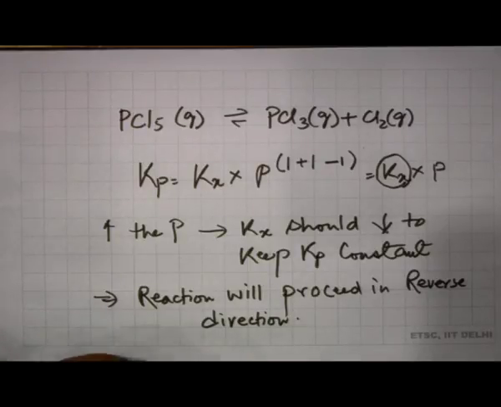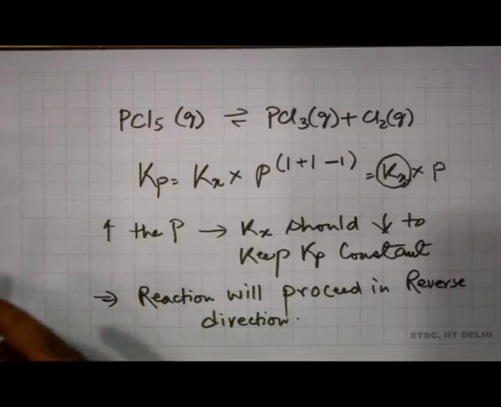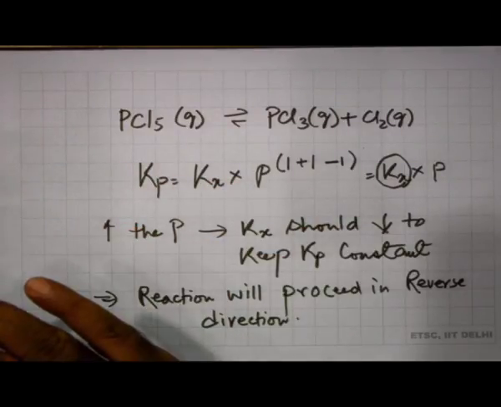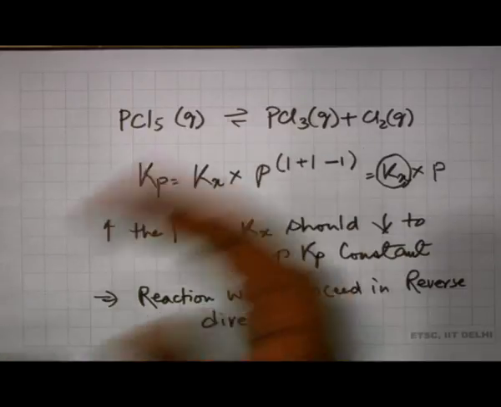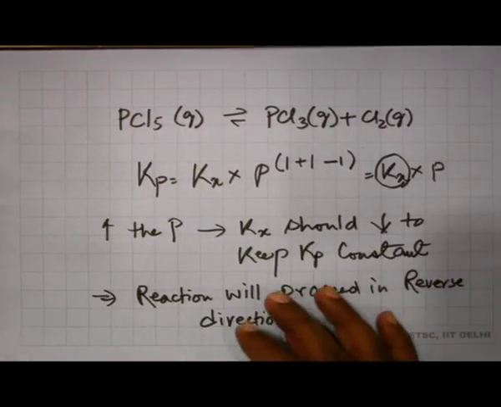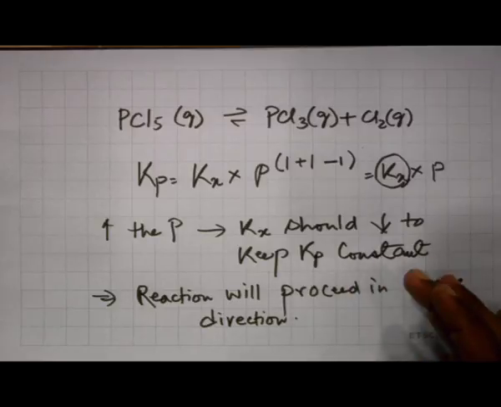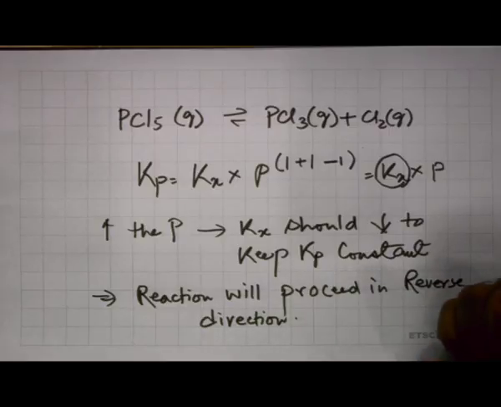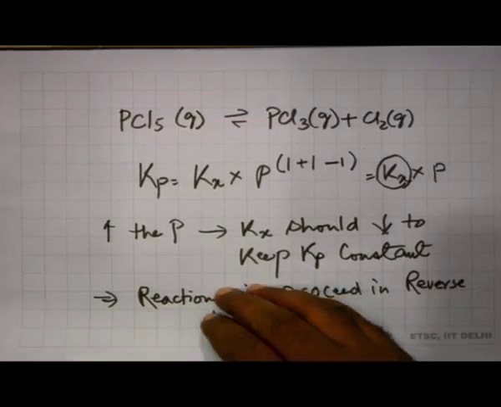There are two ways in which we can change the pressure. One is by compressing, which increases the pressure, and another is by expanding, which decreases the pressure. So, if the mixture is compressed, pressure increases and the reverse reaction will happen. On the other hand, if I decrease the pressure, the reaction will proceed in the forward direction.